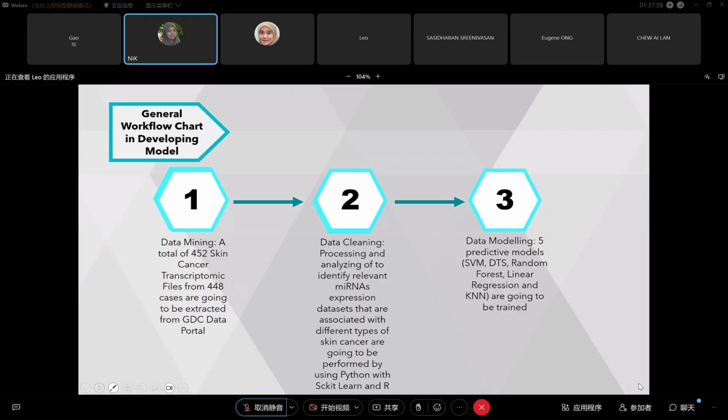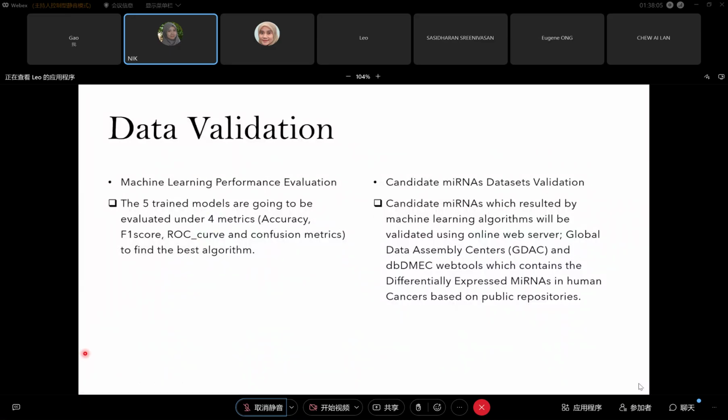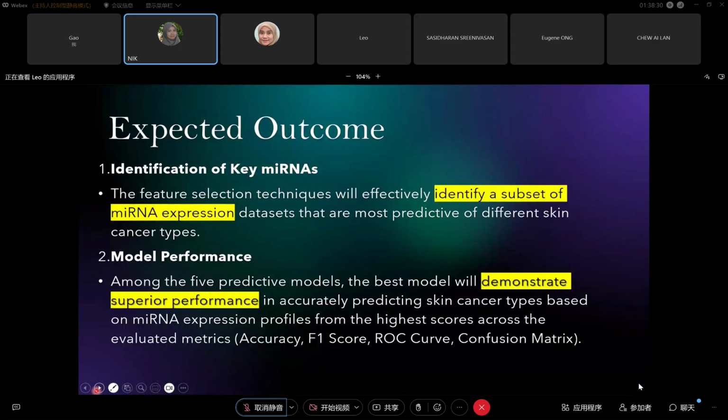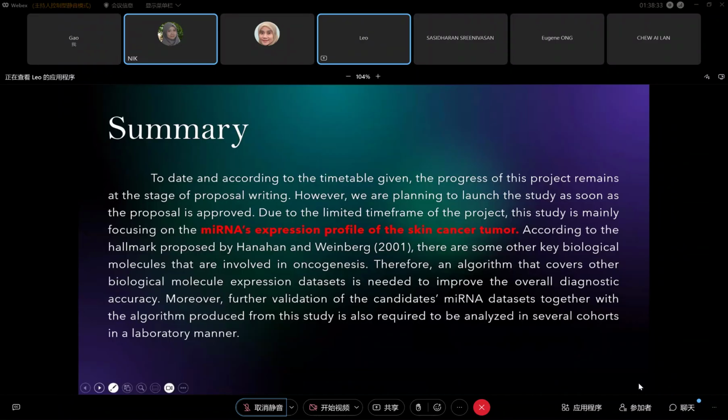Okay, so when you validate, you're saying that when you have the candidates for microRNA, you try to validate them using the online web server, right? Yeah. So that means you only target the microRNA that have been reported previously, right? Yes. But I think you probably get new candidates during your analysis. Oh yeah, that is also written in my proposal. That will be future work, because given the limited time frame.